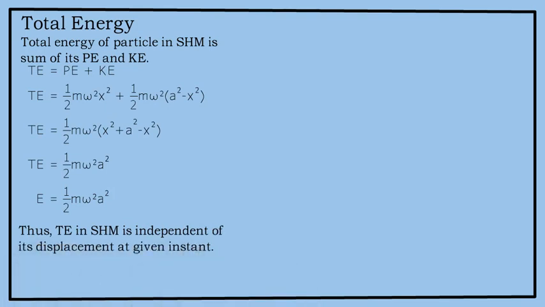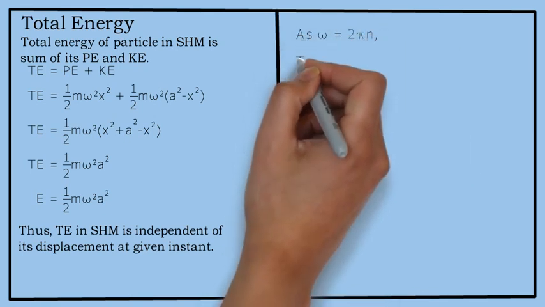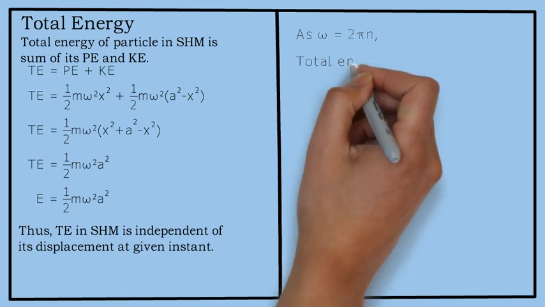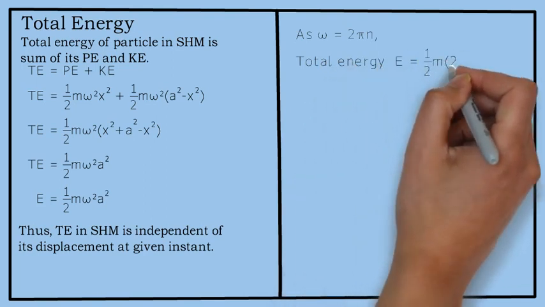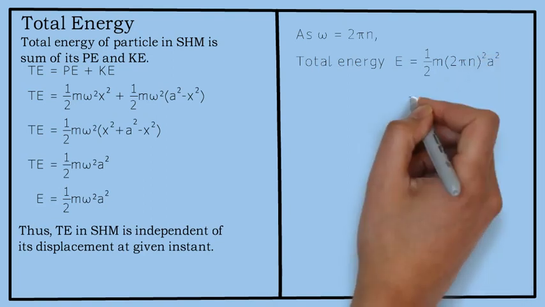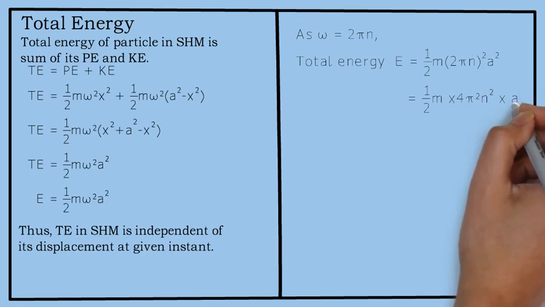You see that expression, there is no x term in that. So it is independent of displacement. Now, you know omega is equal to 2 pi n. So in the total energy, you replace that omega by 2 pi n. When I replace that, I get half m (2 pi n) the whole square into a square. So half m 4 pi square n square into a square.